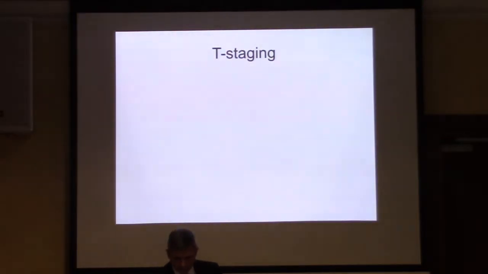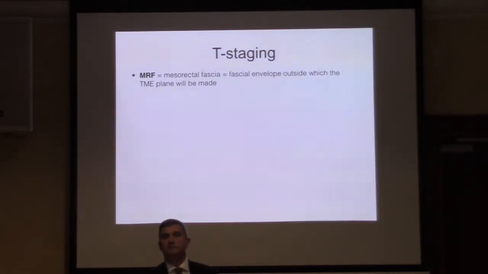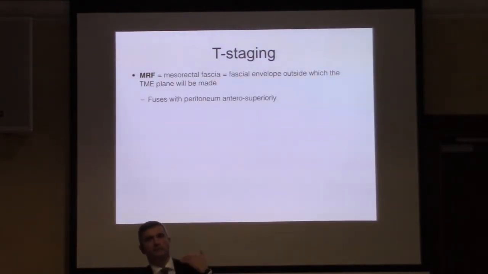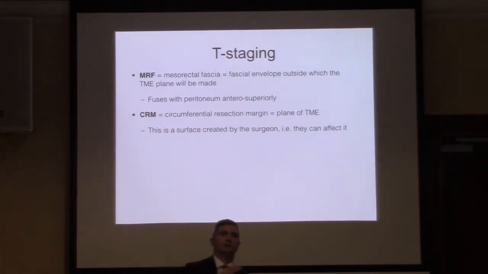CRM stands for circumferential resection margin. And the problem when we come to talking about these things is there's confusion between CRM, circumferential resection margin, and the mesorectal fascia. So the mesorectal fascia is the fascial envelope around the outside of the rectum, the thing that they're trying to cut around the outside of. And it fuses with the peritoneum anterior and superior. The circumferential resection margin is the thing which is created by the surgeon. This is where they cut.